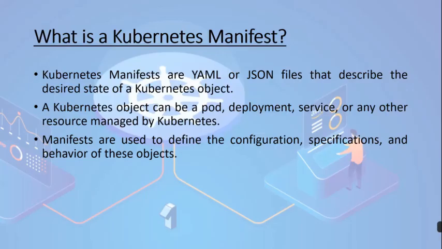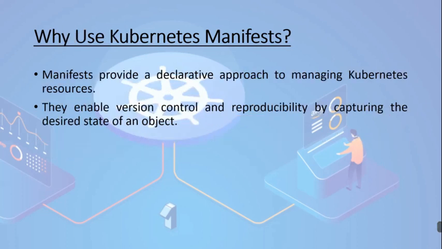Let's first understand what a Kubernetes manifest is. Kubernetes manifests are YAML or JSON files that describe the desired state of a Kubernetes object. A Kubernetes object can be a pod, deployment, service, or any other resource managed by Kubernetes. Manifests are used to define the configuration, specification, and behavior of the objects.